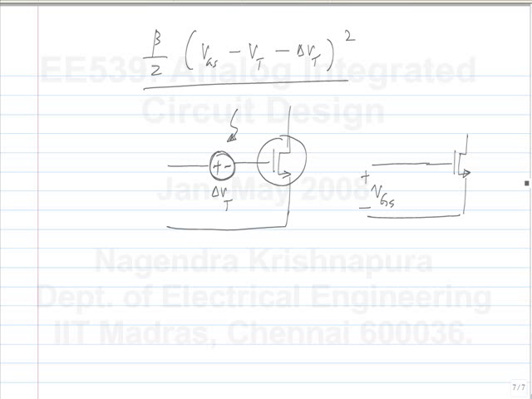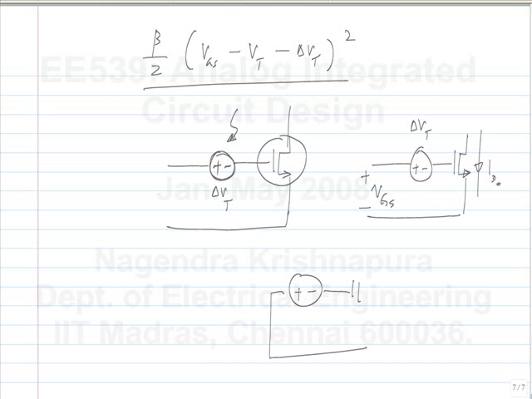This was our operating point, and a certain current ID naught was flowing. Now we apply an increment delta VT. An increment delta VT is applied between the gate and source. In the incremental picture, this is all we have. So the incremental current will be minus delta VT times GM, which is what we got earlier also.